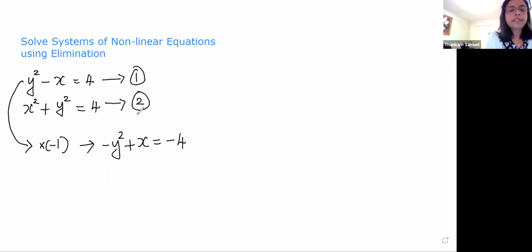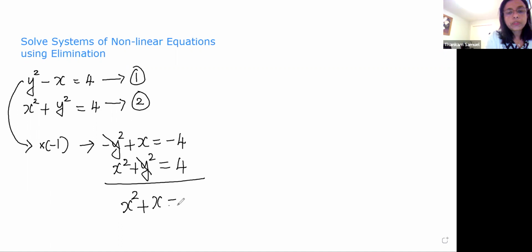Then consider our second equation, that is x squared plus y squared equals 4. Let's add these two equations together so that you can see that y squared and negative y squared will cancel each other. So we have x squared plus x equals 0.